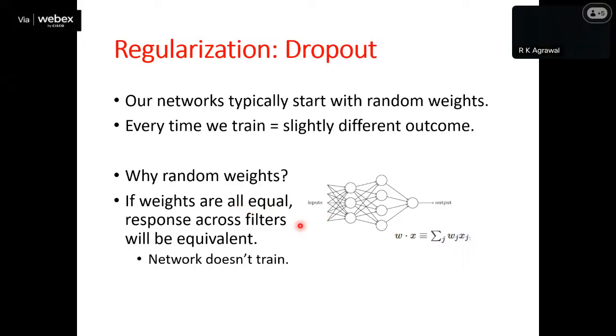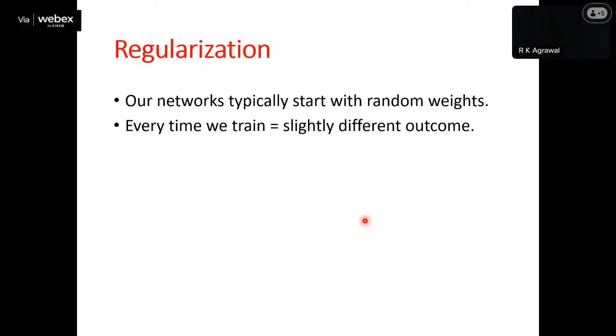And that is the reason we start with random weights. When we start with random weights, this node will learn a different pattern, this node will learn a different pattern, and so will this one, because the weights are different. Then, using these different patterns, I am able to compute the output. So you always initialize the weights randomly.